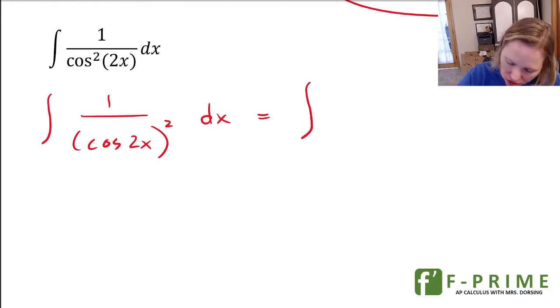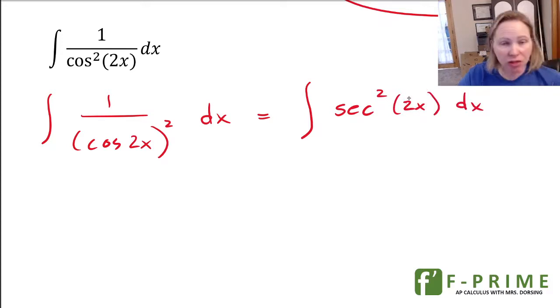Now, this turns into secant squared 2x, which should look familiar because the derivative of tangent is secant squared. So here, when I do my u substitution, sometimes if I notice I have 1 over cosine or 1 over sine, changing it to those secants and cosecants is helpful to me in this process because of that relationship of finding the antiderivatives and the business with secants, tangents, cosecants, and cotangents.